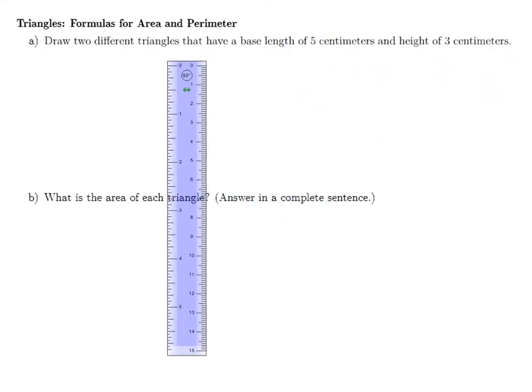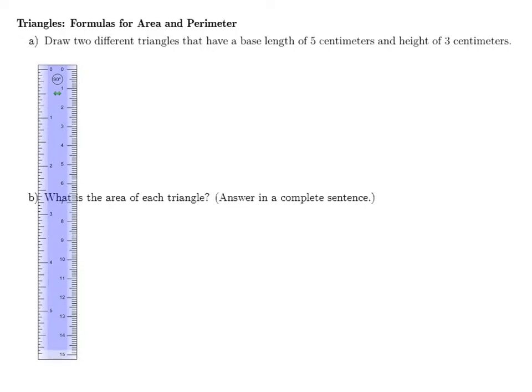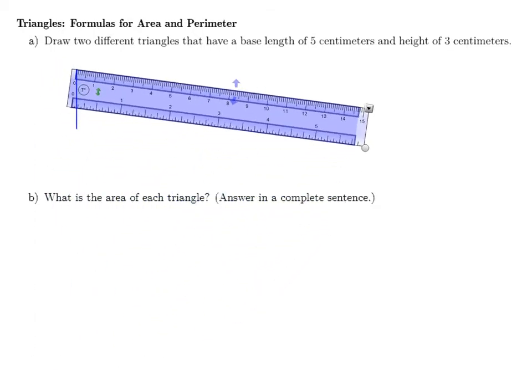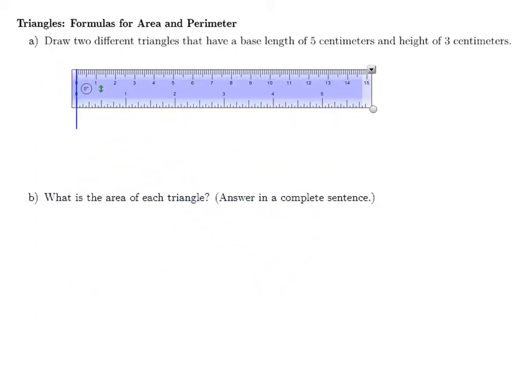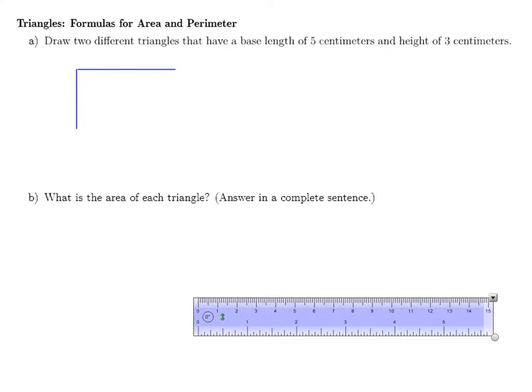So to start, I'm going to take my ruler and draw a right triangle for my first one. So I'll make a height of 3 centimeters. And then rotating that 90 degrees, I'll draw in a right triangle. And I'll draw out a side length of 5 centimeters. And then I'll connect those two lines. And now I have my first triangle.